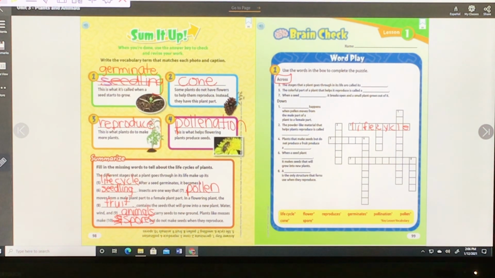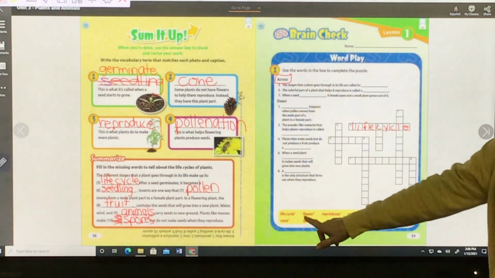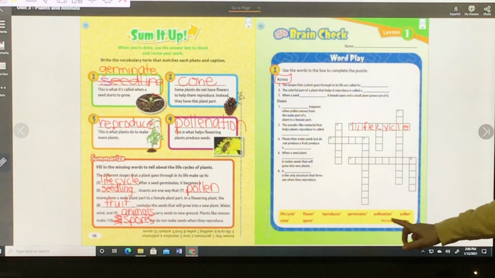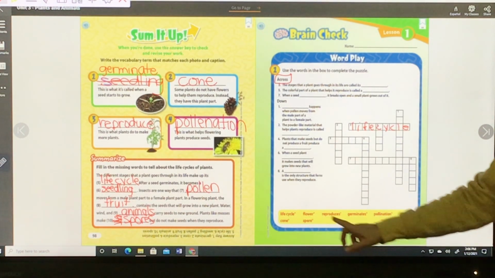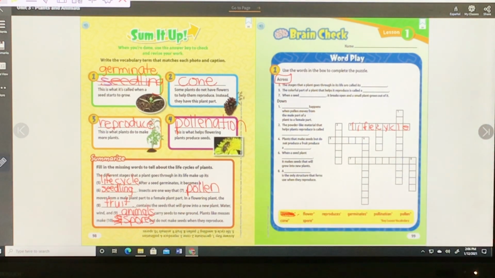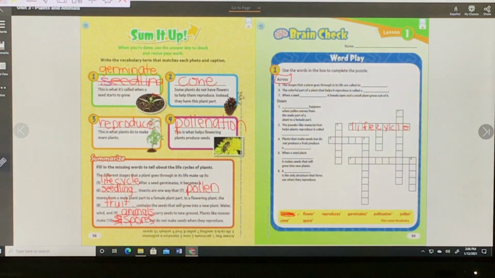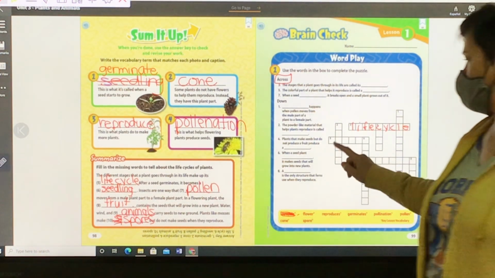But friends, what's usually colorful on a plant? Is it the flower that reproduces, that germinates, the pollination, the pollen, the cone, or the spore? Which part is colorful on a plant? The stem? No. What is it, everybody? Flower. Okay, so we're going to spell out flower.